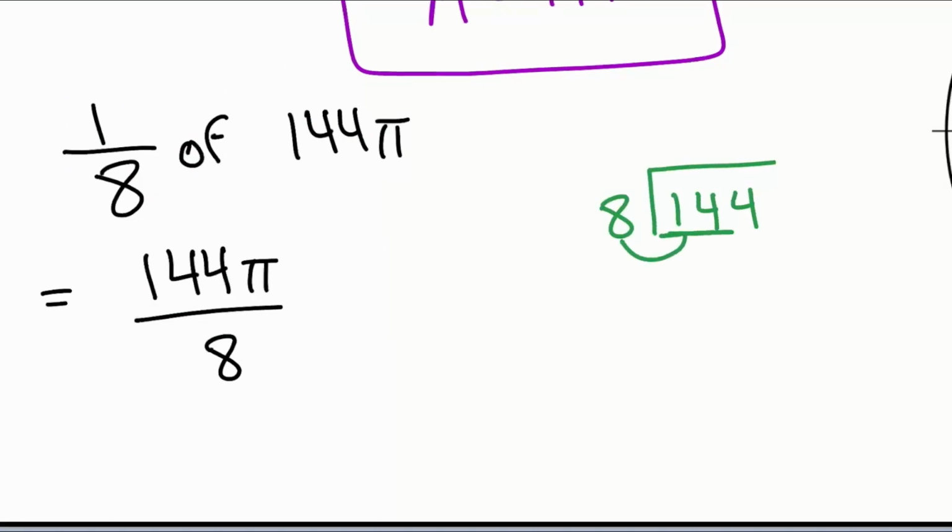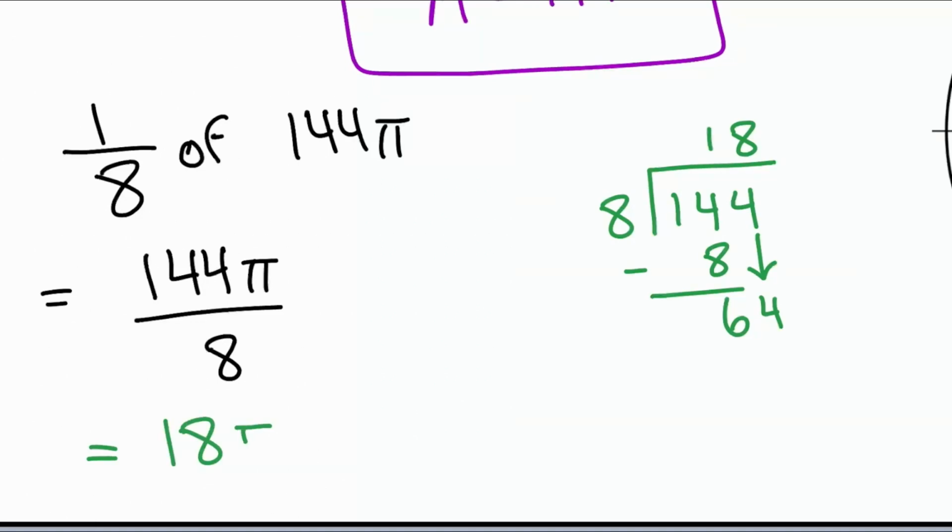8 doesn't go into 1, but it does go into 14, and that's going to be once. Then we subtract 8, and that's going to give us a leftover of 6. Then we drop the 4. Everybody, 8 goes into 64. That'll be 8 times. So we have 18. 144 divided by 8 is going to give us 18. So the answer is 18 pi.